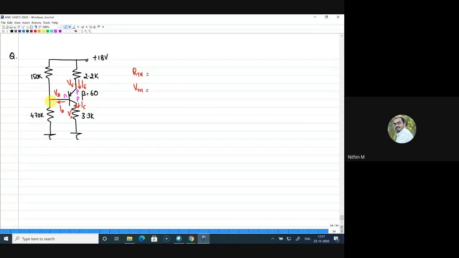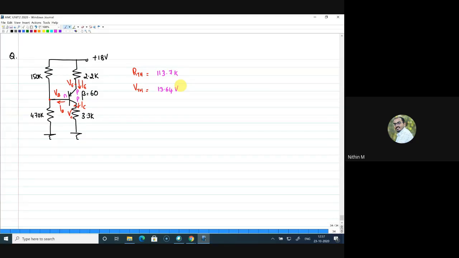Any answers on this? Yes, VTH is 13.64 and RTH is 113.7. Yes, that is right. Everyone, all of you should try this. The answer is 113.7K and VTH is 13.64 volts. This is RTH and VTH. The rest you can try.